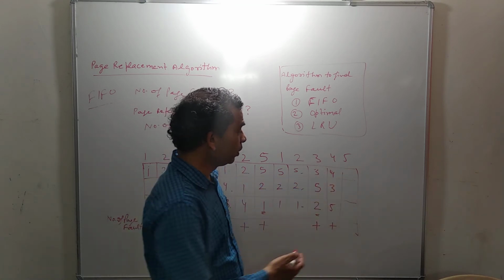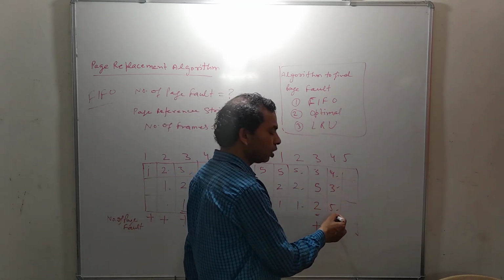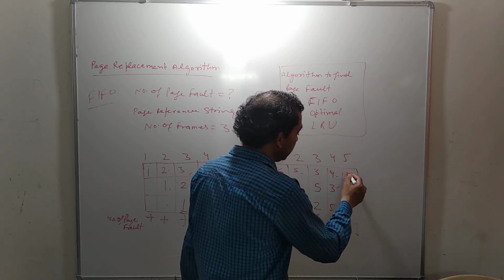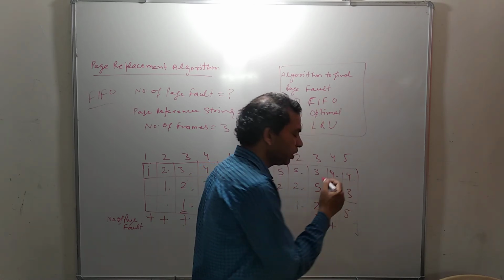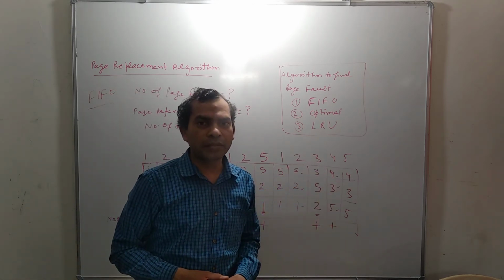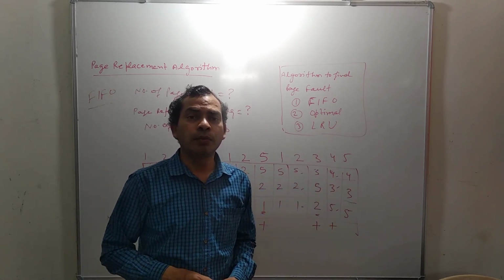Again 5 came. We see that the frames already have the page number 5. So there is no page fault, and this is 4 3 5 as it is. Now we are saying that all the pages of the reference string have been processed.